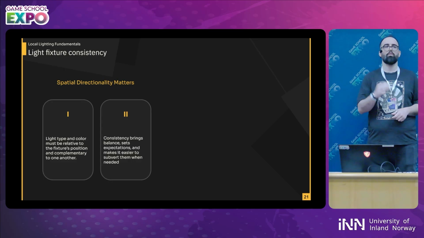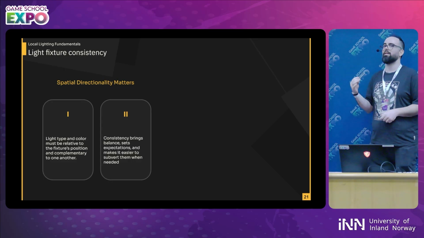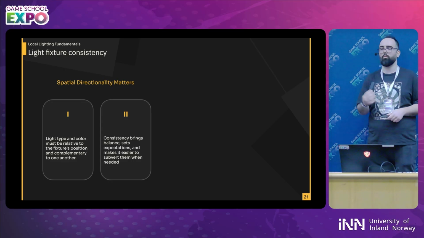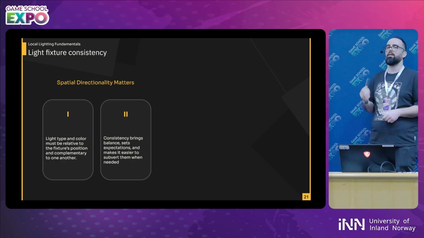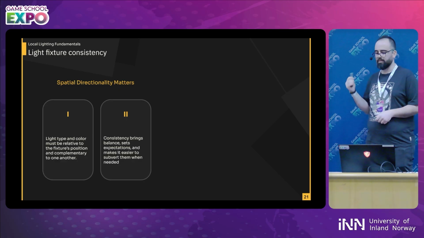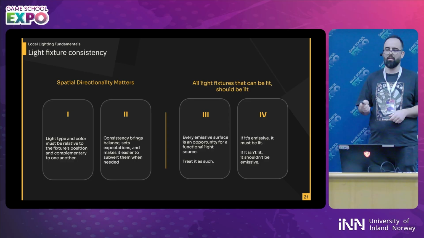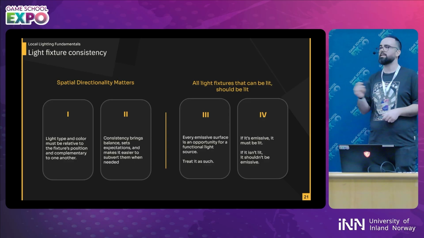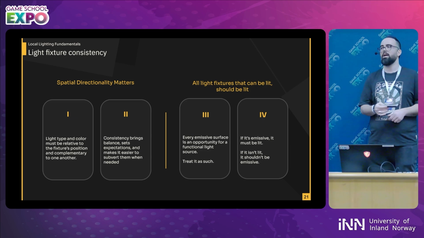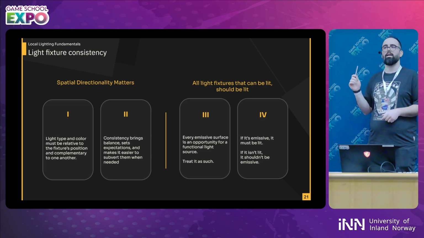And for lighting, we're looking a lot for consistency because then we have the power to break it when we need to for emphasis. And consistency matters a lot for the next point, which is that everything that can be lit should be lit. If something is emissive, please light it. If you cannot light it for some reason, then consider making it not emissive.